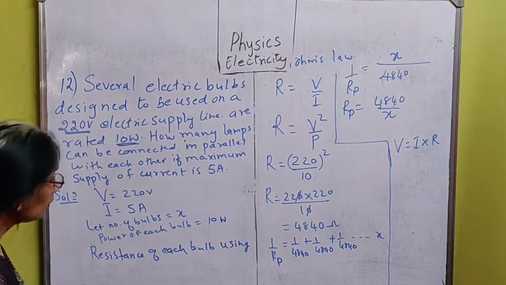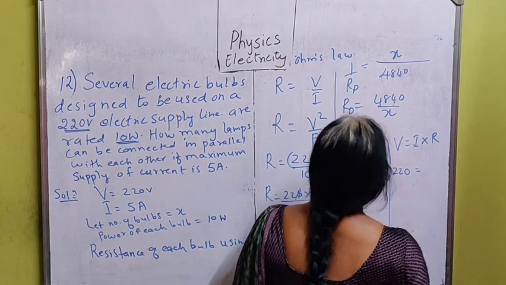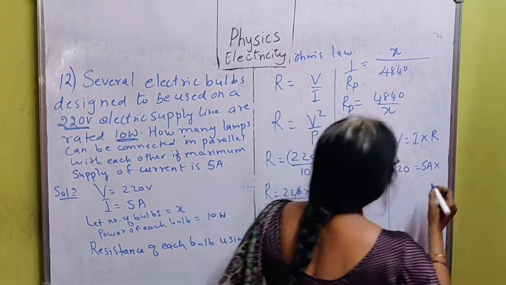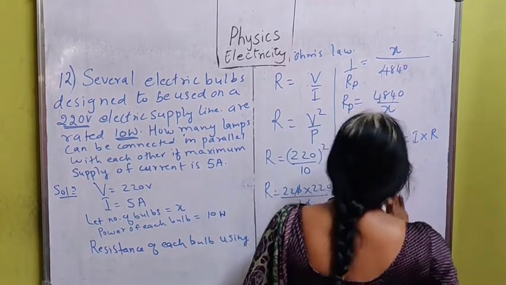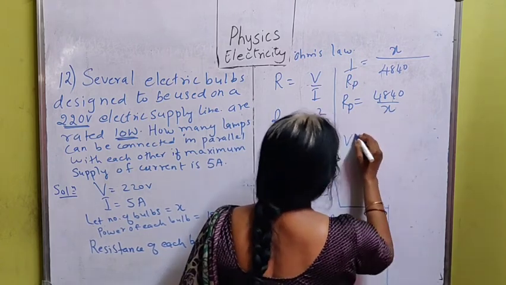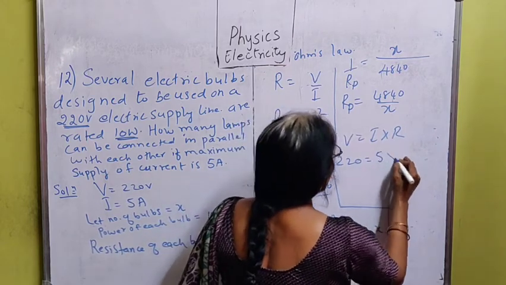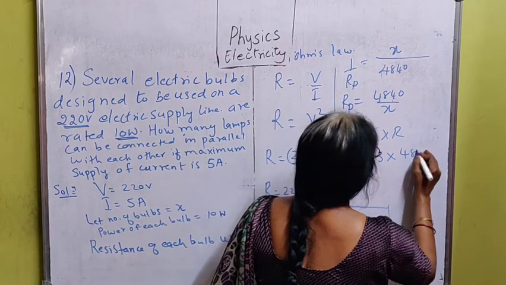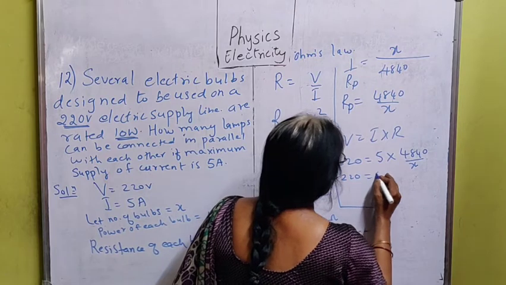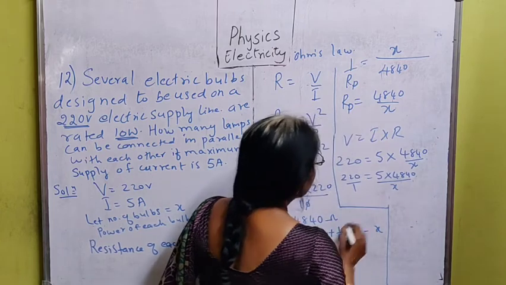What is the V value? V is 220 volts. So 220 is equal to I, which is 5 ampere, into... okay. So what do we get here? V is equal to I into R. So 220 is equal to 5 into 4840 by x. So 220 is equal to 5 into 4840 whole divided by x. Nothing is there means 1.